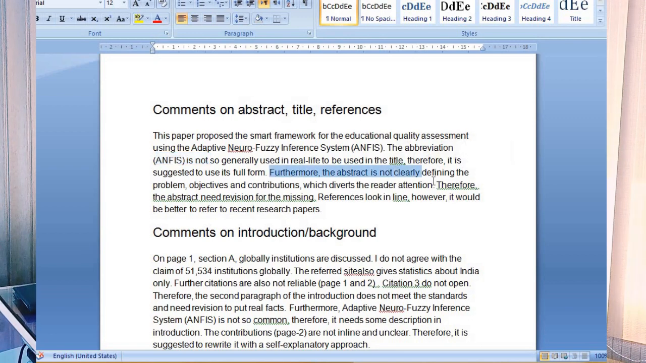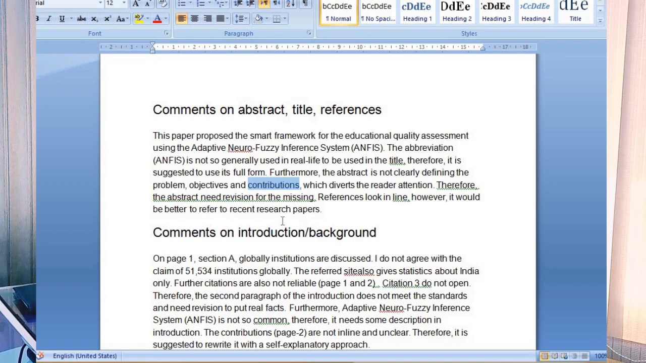And after that I wrote about the abstract, that it is not clearly defining the problem, objective and contributions, because the title and abstract are what new readers see first, and they just read the title and abstract of the paper. So if the abstract doesn't cover everything about the paper, then the readers will not be able to know what this paper is exactly going to discuss. Therefore the abstract needs revision for the missing parts.